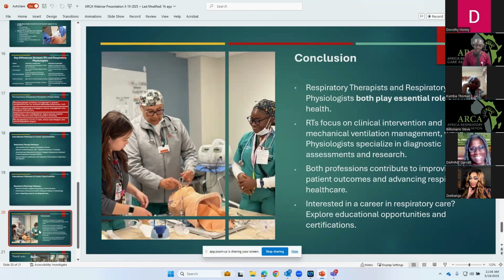Both professions contribute to improving patients' lives, because for patients that may have breathing problems, from a physiology perspective, if they go to a lab and get tested, they can know what may be going on in the patient's lungs. Do they need any kind of medicine to keep their lungs open?